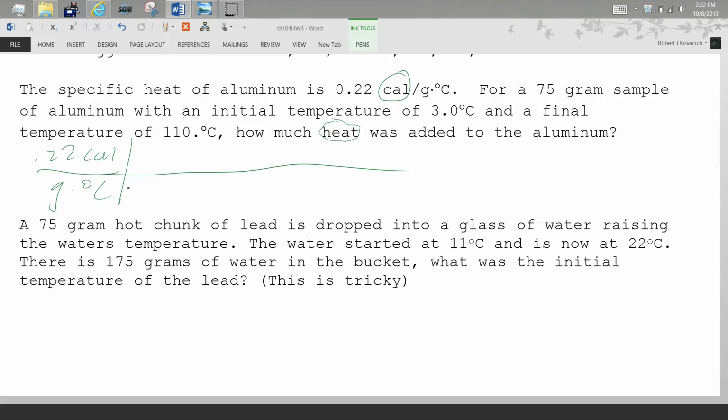The only problem is that the calorie unit in the numerator also came with a couple of other units that are in the denominator, right? So what do I do with those? I need to cancel those out. So I'm going to throw 75 grams in the numerator up here, and that allows me to cancel the gram unit out. And then you need to cancel out that degrees C.